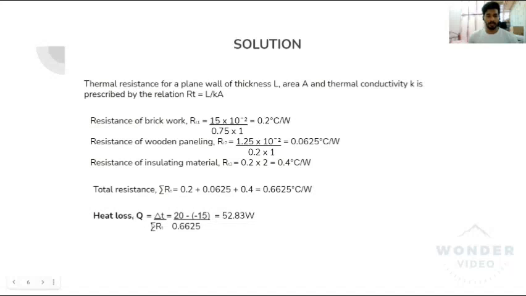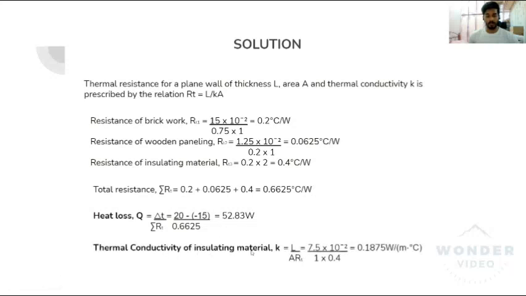For the heat loss, as we know the equation, it is the temperature difference delta T over the total resistance, and we get 52.83 watts. For the thermal conductivity of the insulating material, it is L over A times thermal resistance, and we got 0.1875.